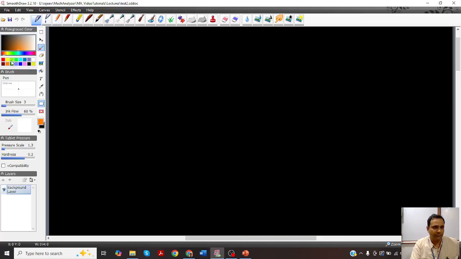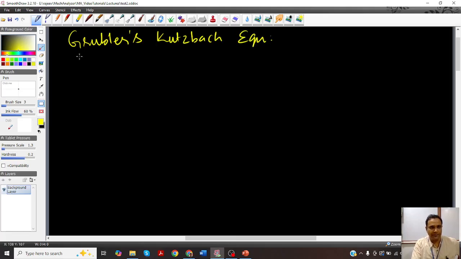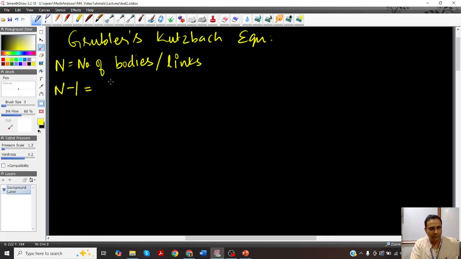We had derived something known as Grubler's equation. Okay, so if a given system is there, and n is the number of rigid bodies or links, generally we'll assume that one of them will be fixed or grounded. So we'll say the number of moving bodies is n minus 1 because one of them is fixed.